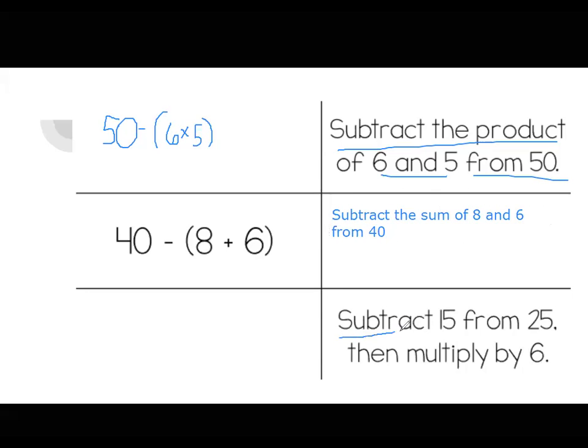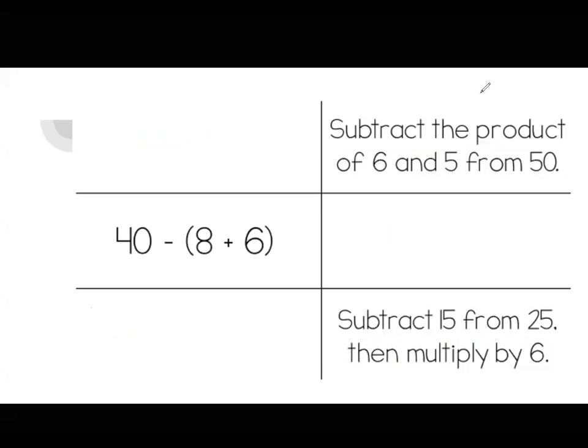And last, we're going to subtract 15 from 25, then multiply by 6. So we are starting with 25, and we're subtracting 15. But the word then is telling us that multiplication needs to happen second. So we're going to put this in parentheses so it'll happen first, and then multiply by 6. So you just have to pay close attention to the wording in these expressions to make sure you get it set up correctly.